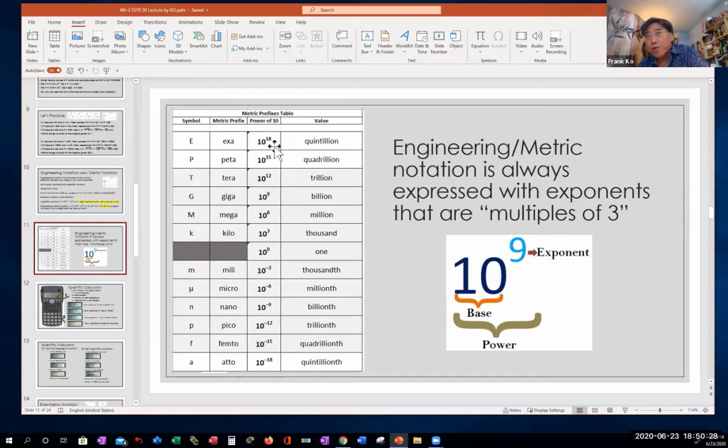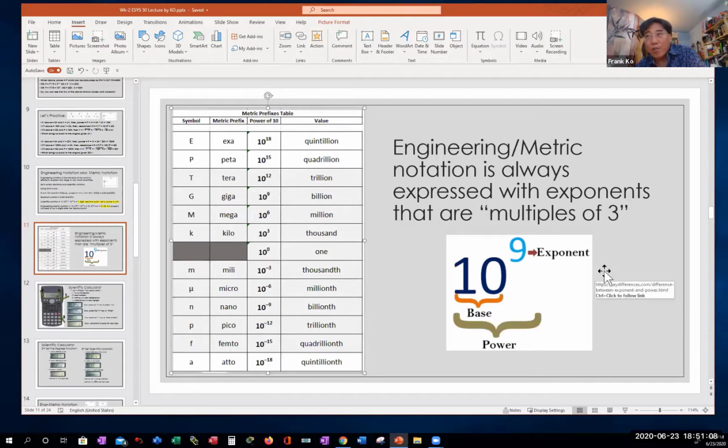I point your attention to the powers of 10. Look at the exponents in the powers of 10. Are they all multiples of 3? 10 to the power of 3, 10 to the power of 6, 10 to the power of 9, 10 to the power of 12, 15, 18. 1 is 10 to the power of 0. And then going on the other side, going into smaller increments, you have 10 -3, 10 -6, -9, -12, -15, -18. Again, multiples of 3 for these exponents.